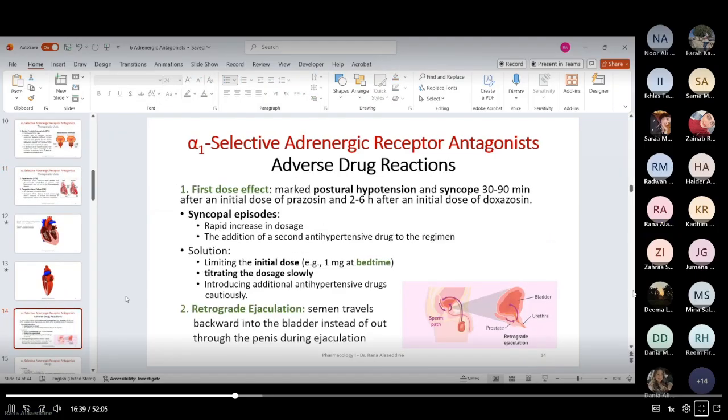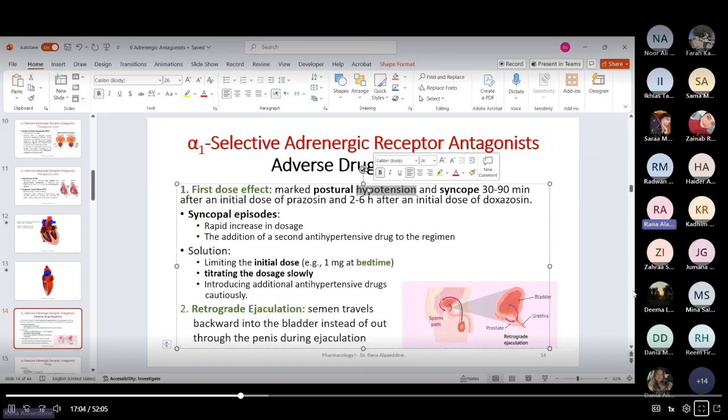Now, most of those drugs, guys, are used for the prostate, not for heart failure or hypertension, but they can be used sometimes. But anyways, the alpha-1 antagonists, what are their adverse effects? Remember, guys, these drugs cause vasodilation. When they cause vasodilation, that means they might cause hypotension.